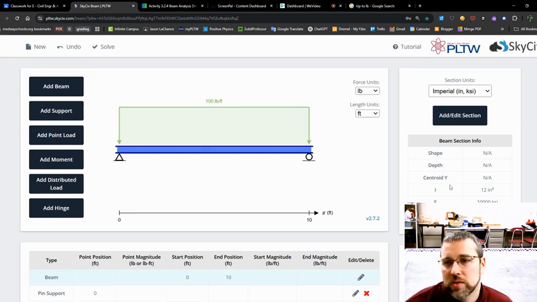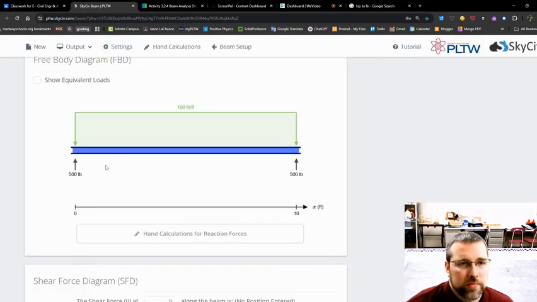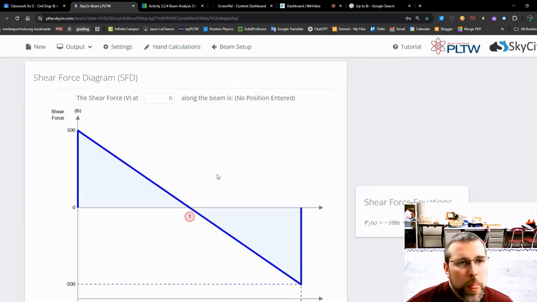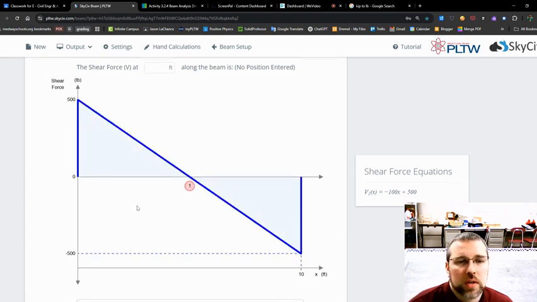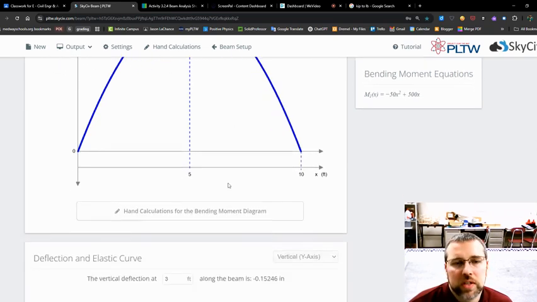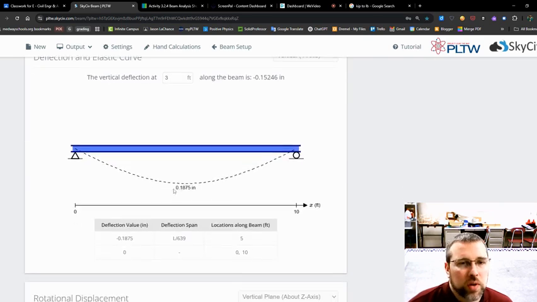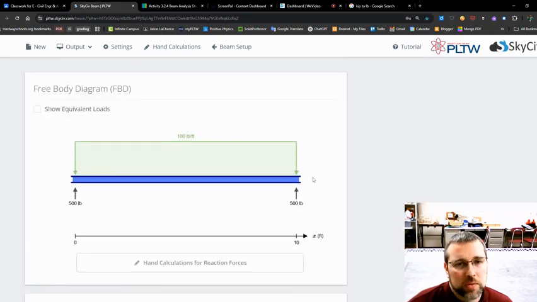I have everything I need to, keeps the same section. Let's solve for this. So I got my free body diagram, 500 pounds on each side, just like we did. Then I have my shear diagram. So that shear changes at a much more constant rate throughout the whole thing since I have a distributed load. And then my bending moment is now curved. So I have still max at the same point, right in the middle, but half as much, 1250 instead of 2500. And my deflection is much lower, 0.1875 on here. So SkyCiv is going to be a big help to us as we crunch all the numbers for the different types of beams we're looking for.